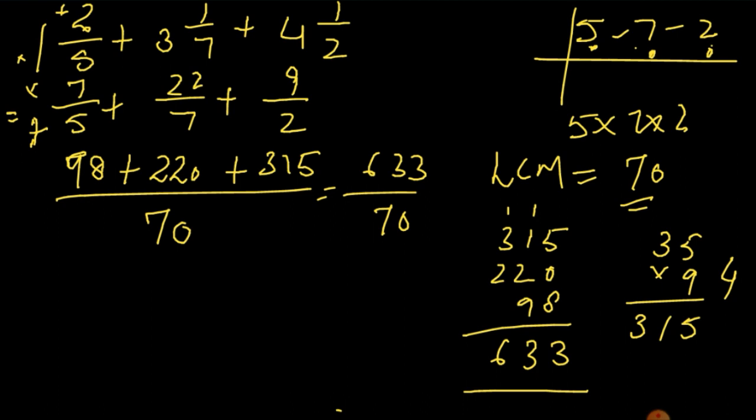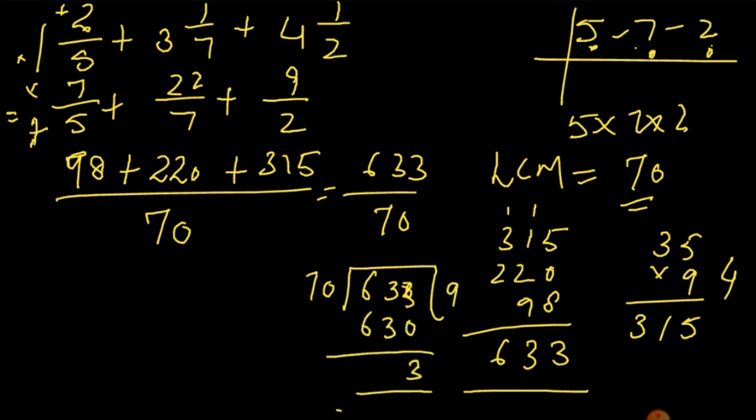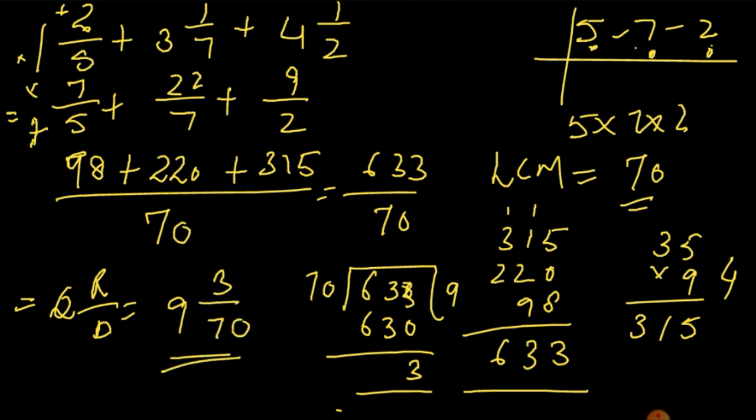So we will divide 633 by 70. 7 nines are 63. So we can divide it by the 9's table. 630, remainder is 3. So how do we write it as a mixed number? It is 9 3 by 70. This is our final answer.